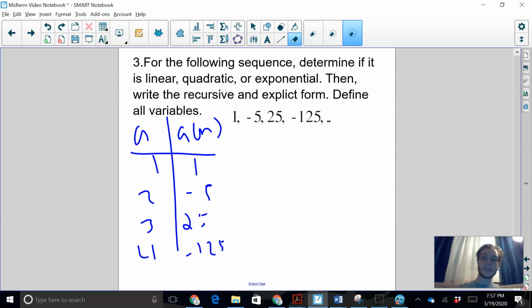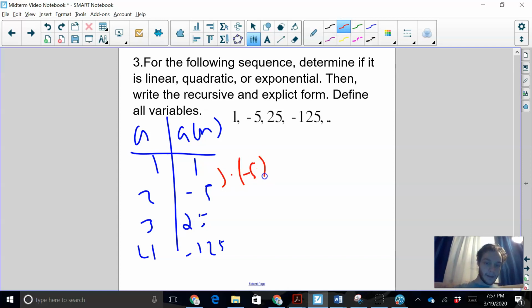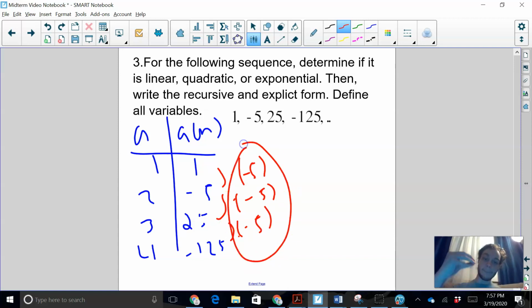So now let's see if it is a geometric series. Well, 1 to -5 you can multiply by -5. -5 to 25 we can also multiply by -5. And 25 to -125 we can also multiply by -5. Because we're multiplying by a constant, this is going to be a geometric series, which is exponential.